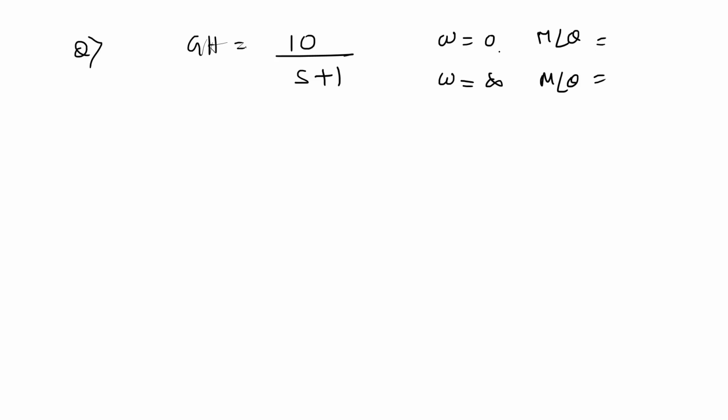So at omega equal to 0, 10 divided by 0 plus 1 is 10. Amplitude is 10. What is the angle? Angle will be given by the number of poles at origin. So here no poles at origin. So angle will be 0 degree.